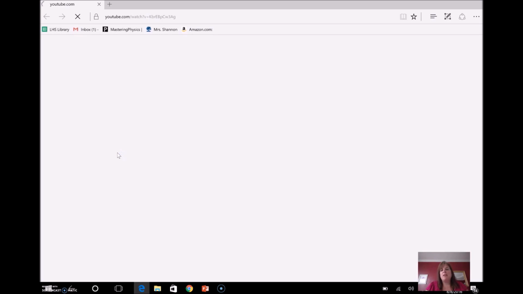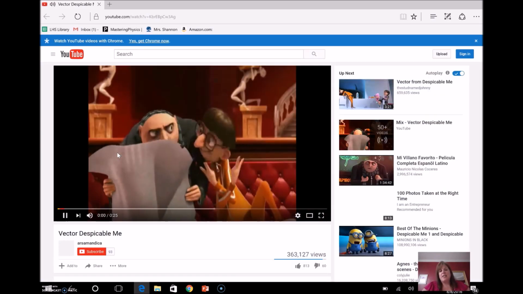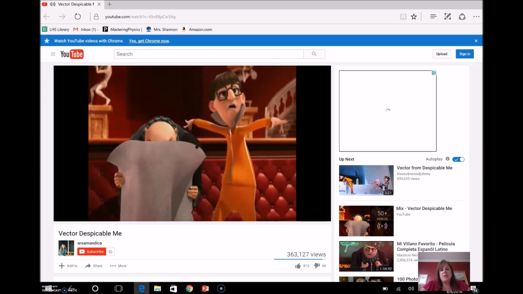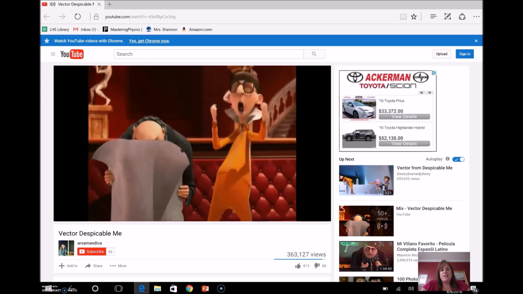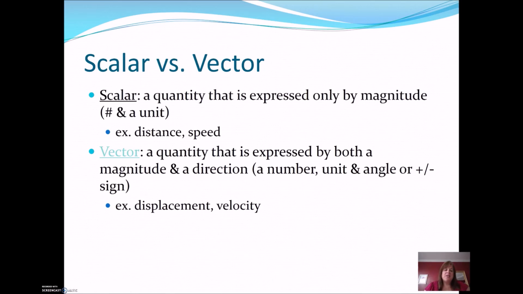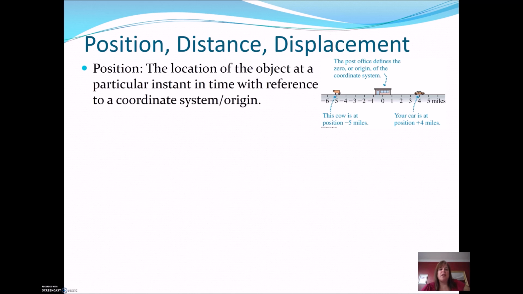And if you're a Despicable Me fan, then there's always this. Vector! That's me, because I'm committing crimes with both direction and magnitude. Oh yeah! Oh yeah!